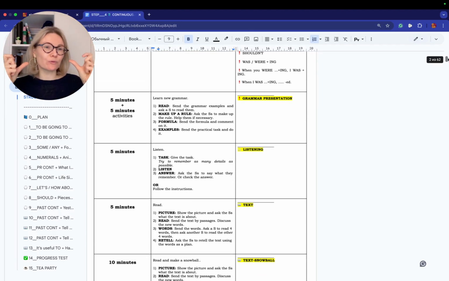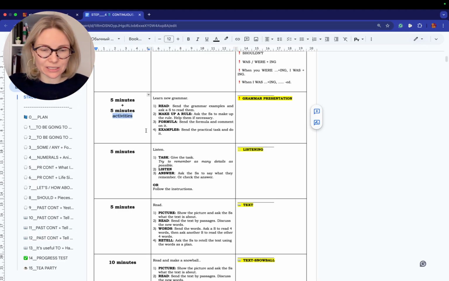That was the first part, the technical part. Then let's learn new grammar. You send the words according to the algorithm. You send the words, one student reads, the whole group makes up a rule, then you send the formula and comment on it if necessary, and then according to the task, you do some activities, some practical task. Also, there are some activities, but it depends. Then we have listening.